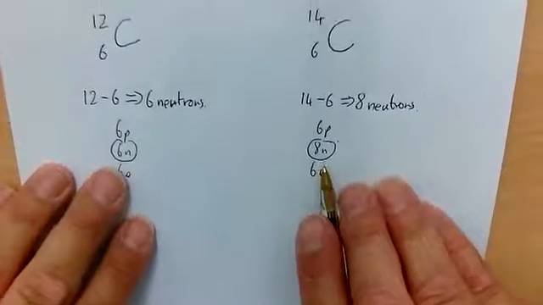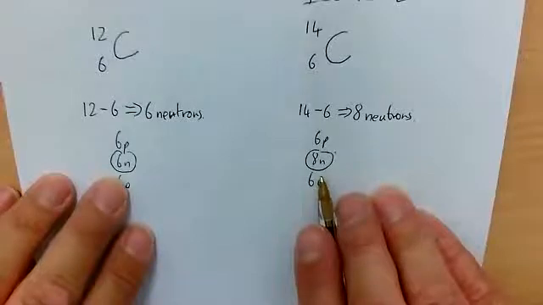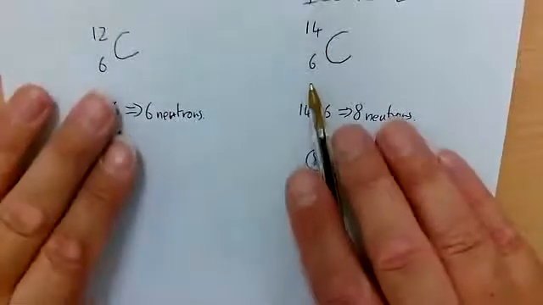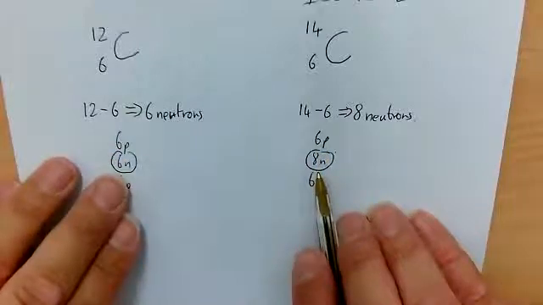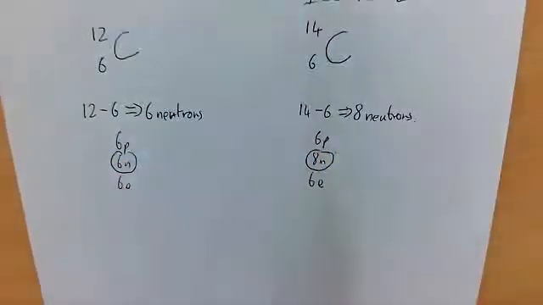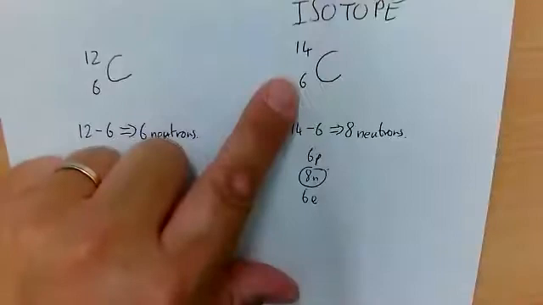So if you've got 2 isotopes of carbon, the way to define an isotope of an atom is the same number of protons, but a different number of neutrons. And that's how we define what an isotope is. So that's all very well and good. Now, why do we have a notation like this?